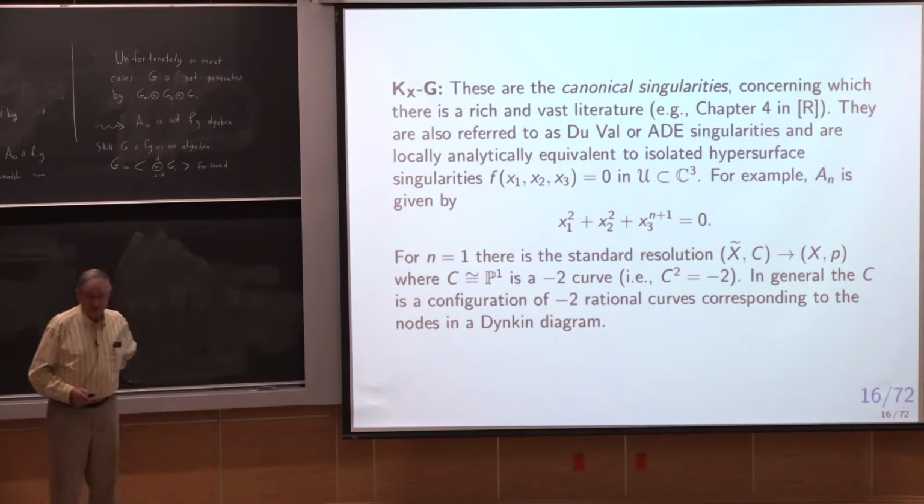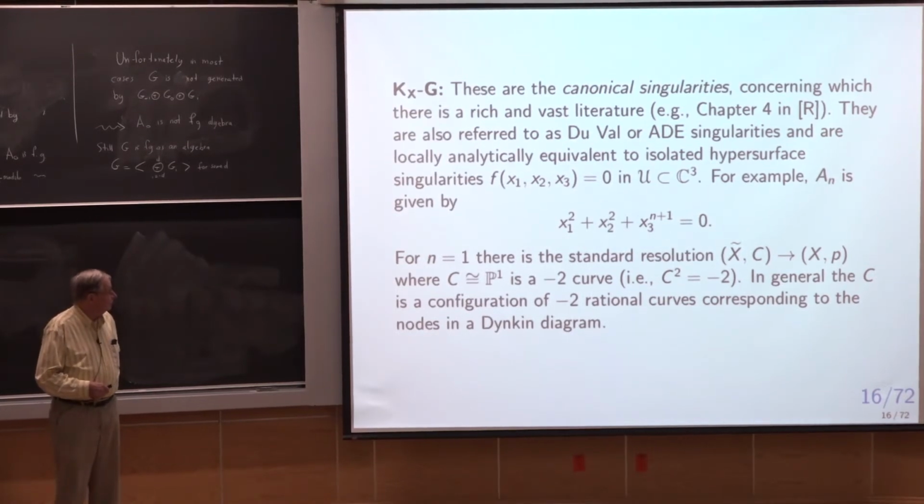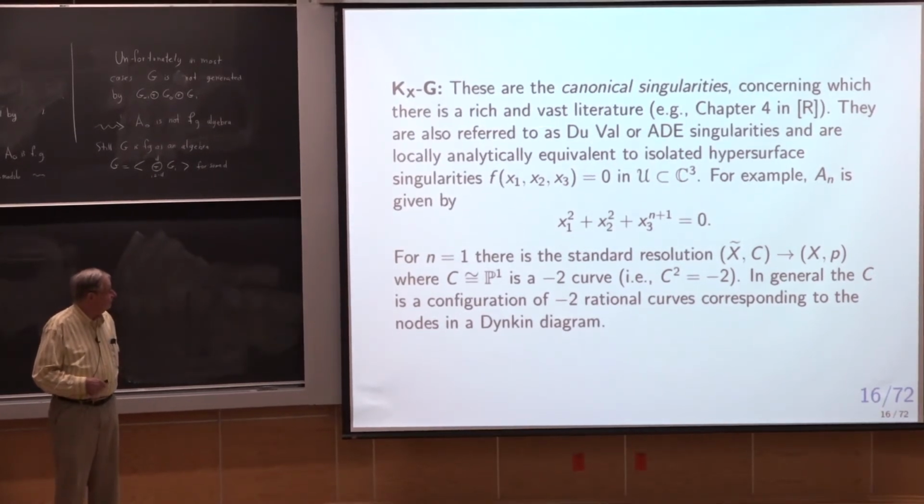There's a vast literature on these. They're very classical. They were classified in the 30s by Du Val. They're sometimes called Du Val singularities or ADE singularities. Their classification is in terms of Dynkin diagrams. So one knows exactly what these singularities are and what their equations are.